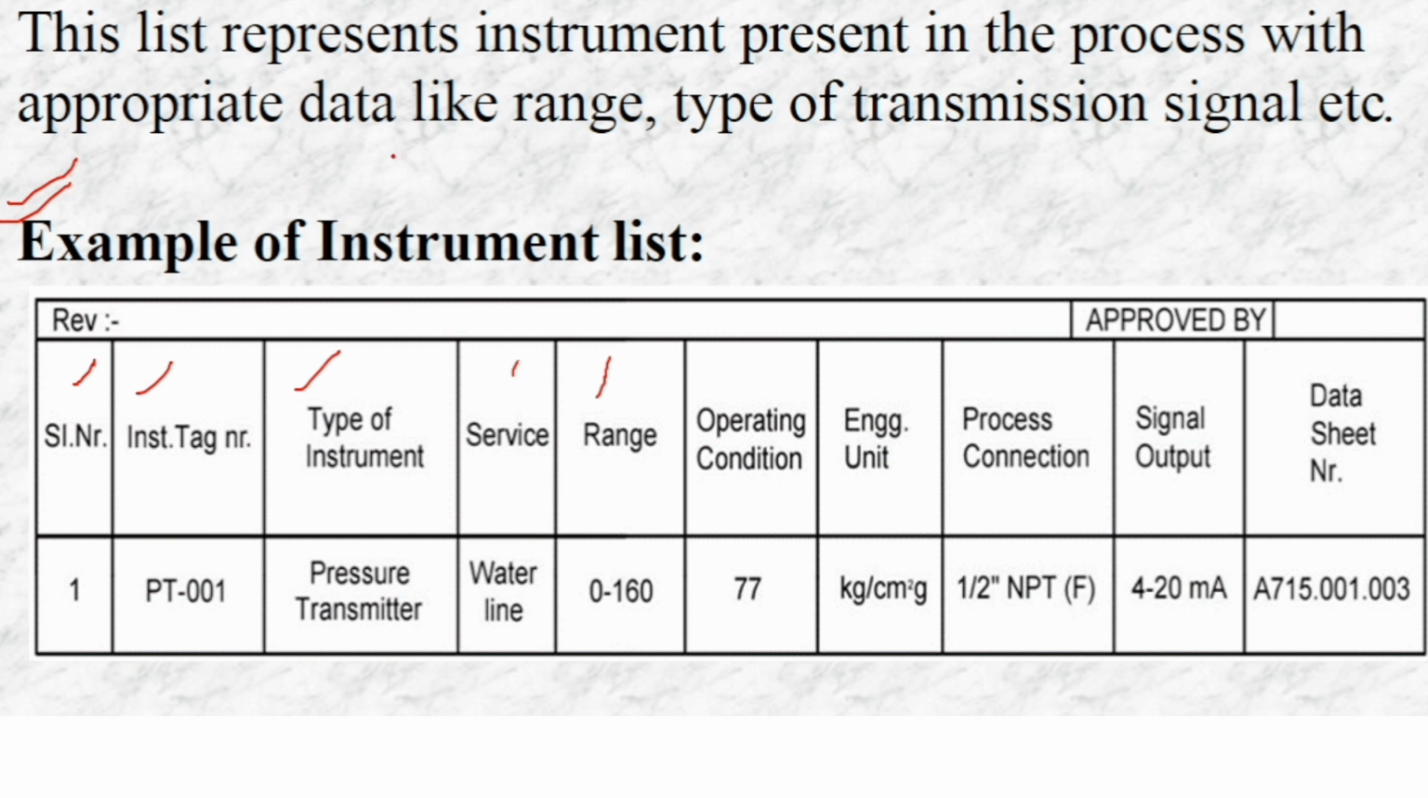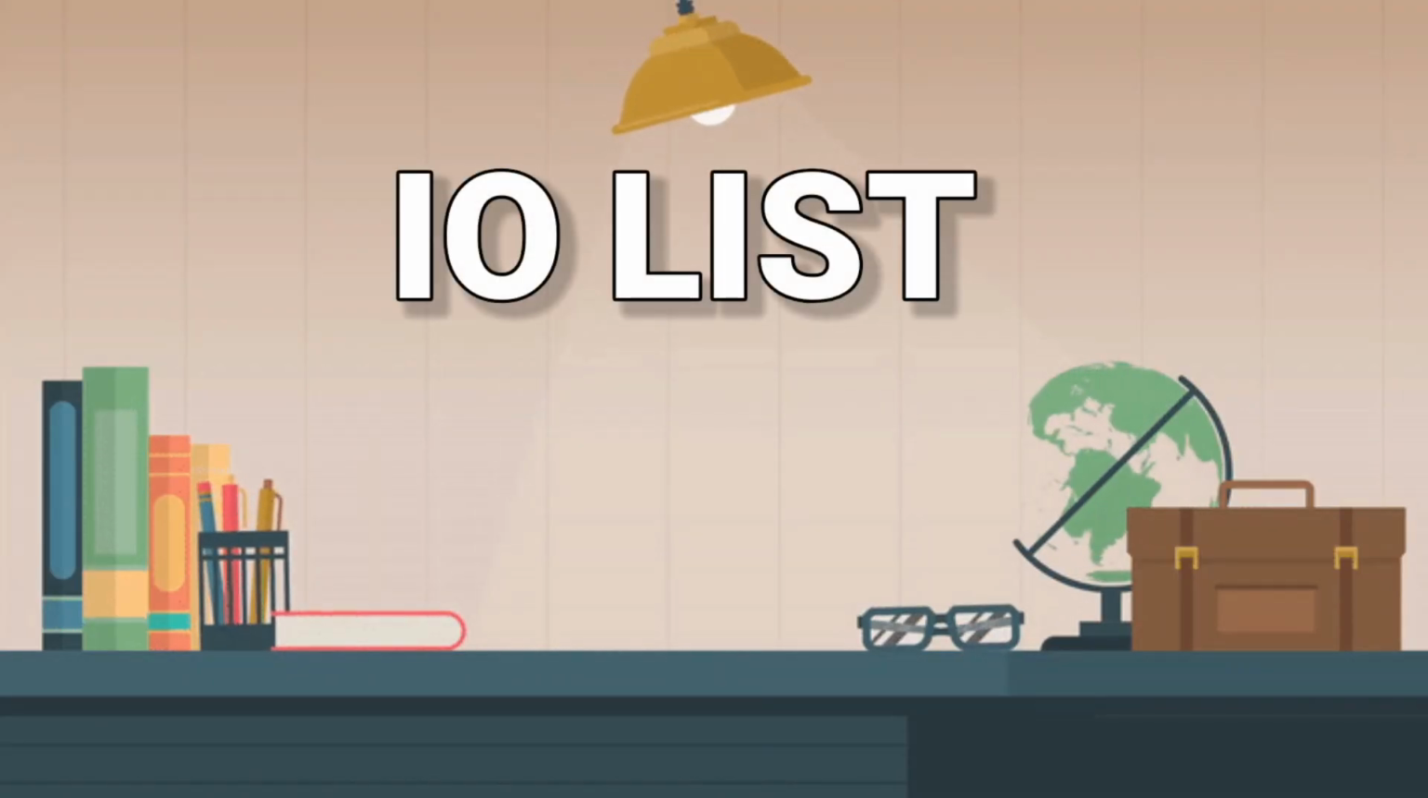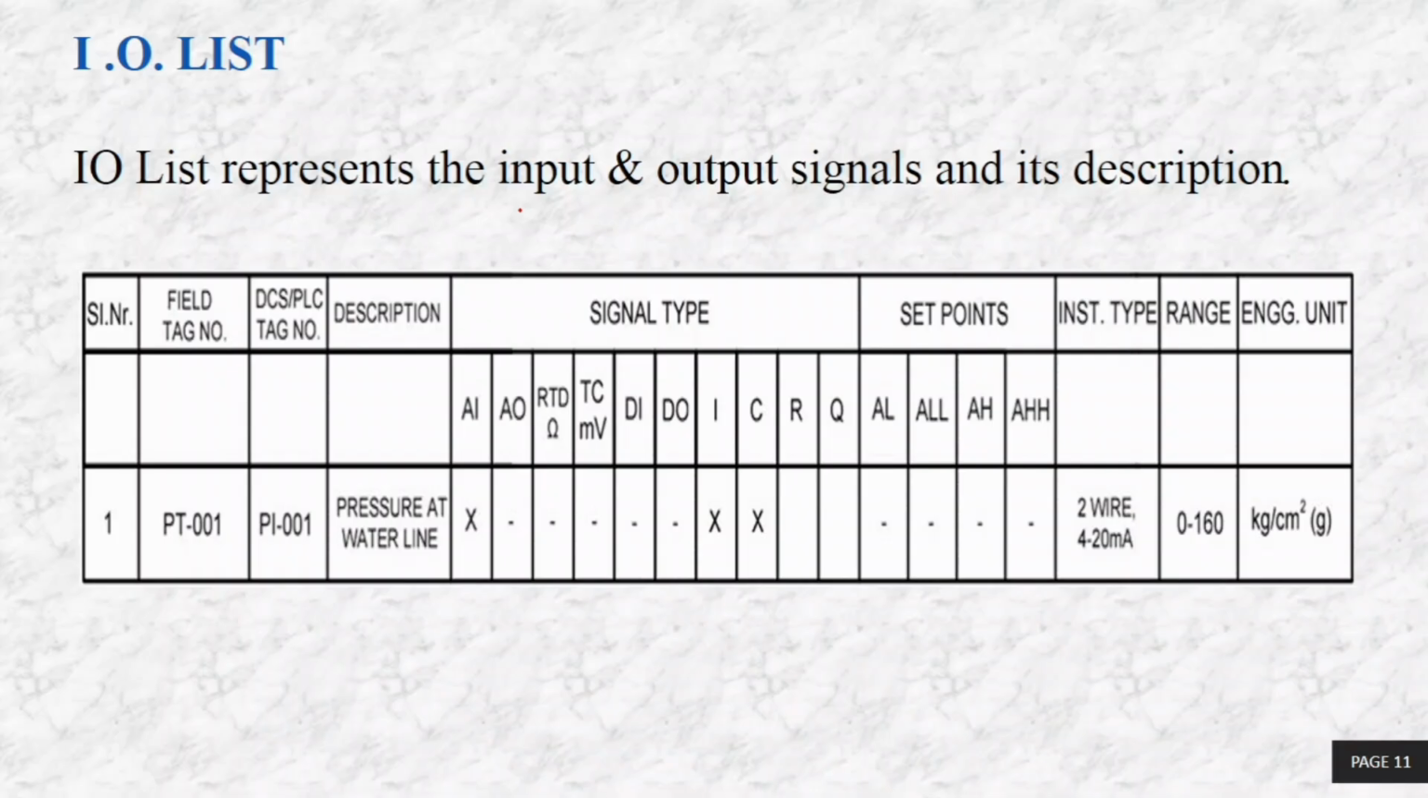Whenever you get the instrument list, first you take the P&ID, then you go for the instrument list. In that instrument list you will find this type of data. After the instrument list you have to go to the IO list. What does the IO list represent? The IO list is the input output signals and their description. In the IO list also you will get the same things.